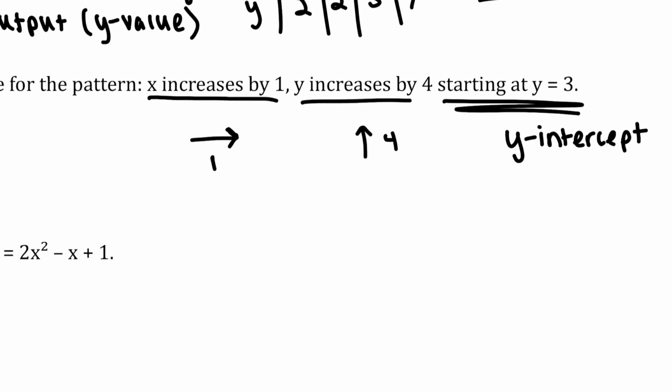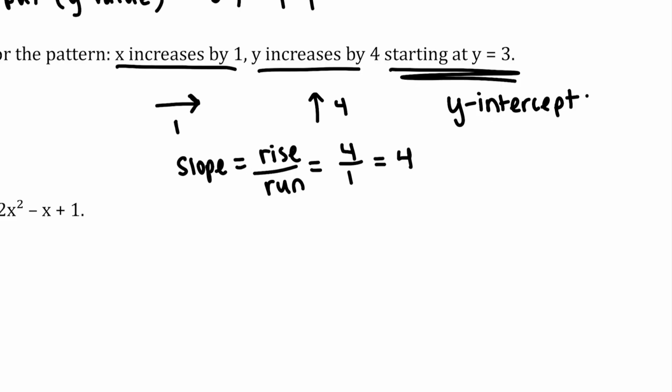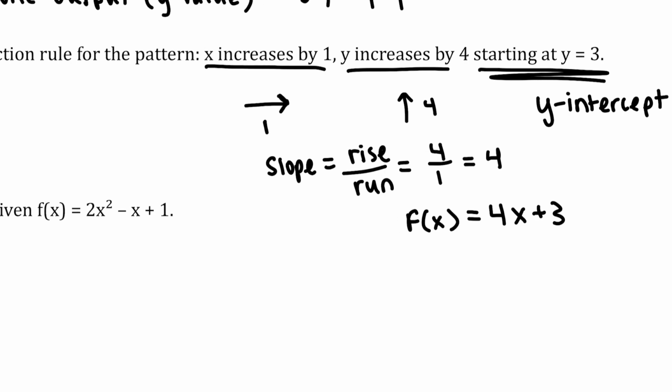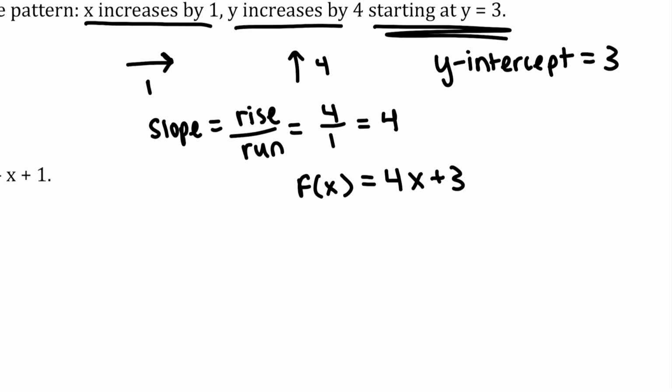And if we have a function that goes over by 1 and up by 4, that is our slope of rise over run, which is 4 over 1, which is 4. So if we have a y-intercept of 3 and a slope of 4, our function, f of x, is going to be 4x plus 3. I'm using f of x because it calls for a function rule. So f of x equals 4x plus 3. This is in our y equals mx plus b format. So that is our answer.